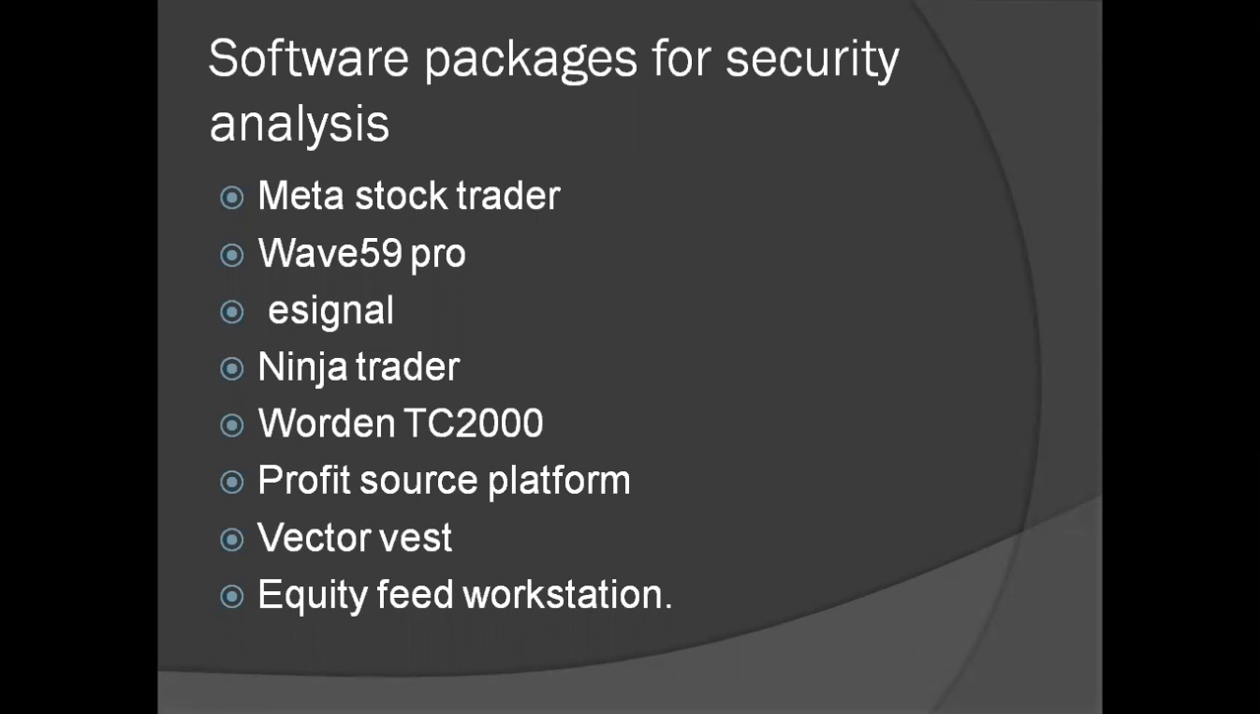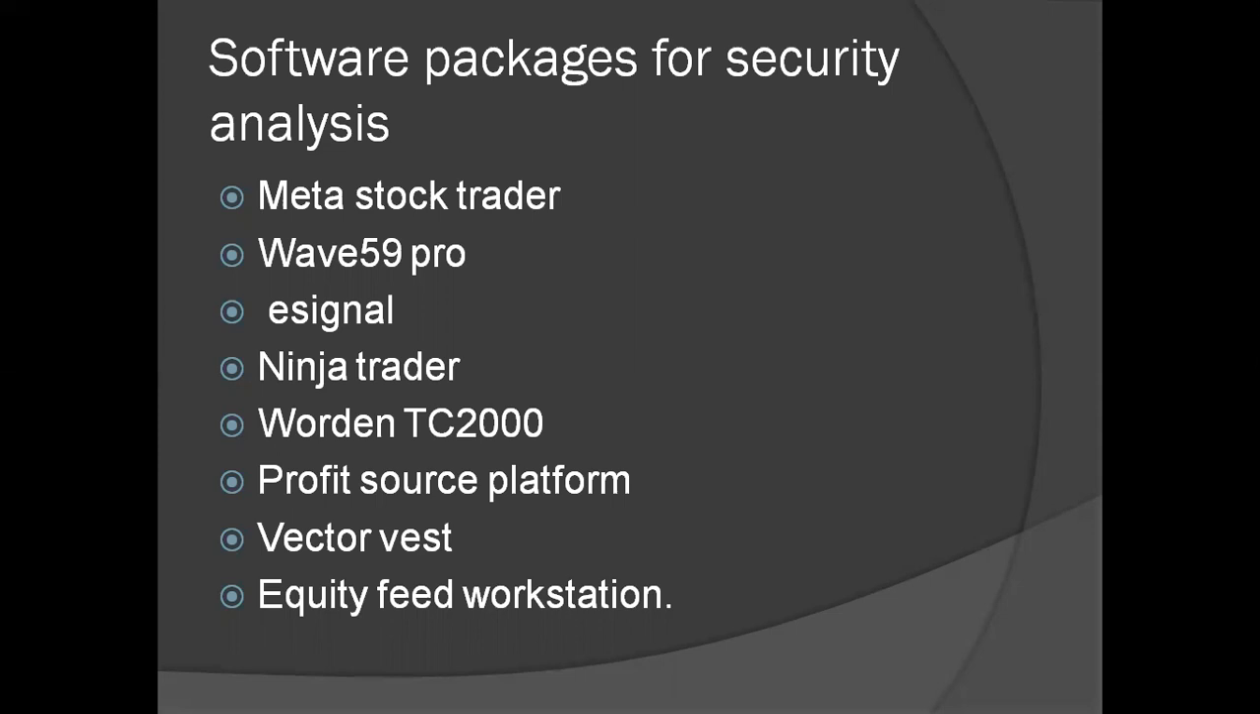The next one is Wave 59 Pro. This is highly technical software used especially for high technology and artificial intelligence modules. The next one is eSignal. This software package provides data on bonds, shares, funds, and derivatives. It gives information on trade management and technical indicators. It has the feature of providing alerts, and it also has backtesting measures.